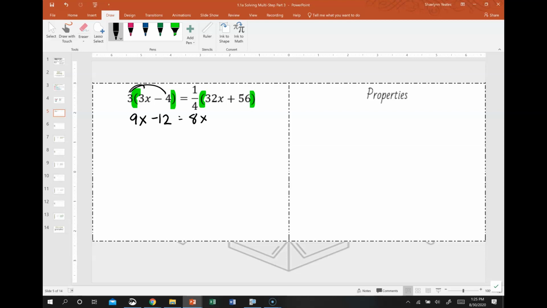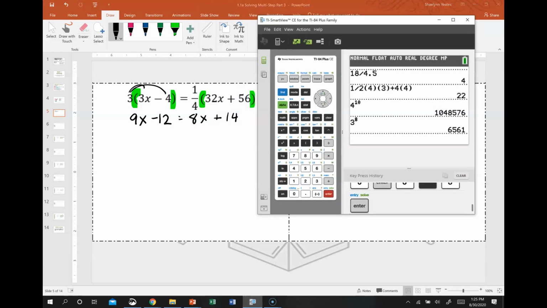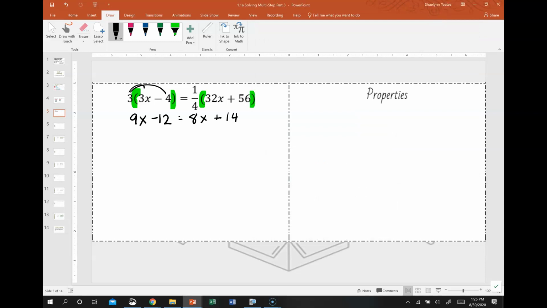Then 1/4 times 56 is... 4 goes into 5 once, 4 goes into 16 4 times. 14. You can use a calculator to do that. So in my calculator, I would do 56 times, and then in parentheses, I would do 1 divided by 4, and I get 14. So I did that right. Okay, so this was my distribution property.